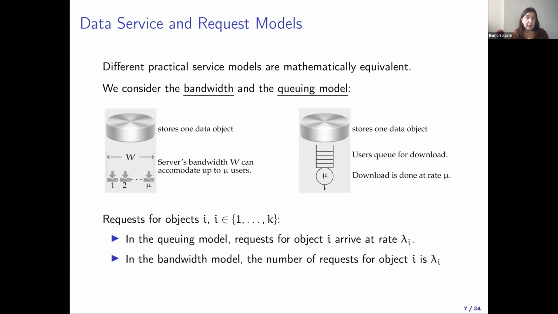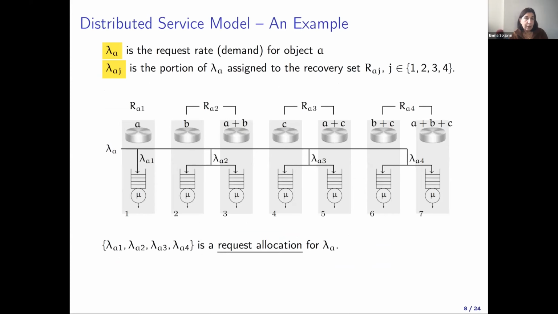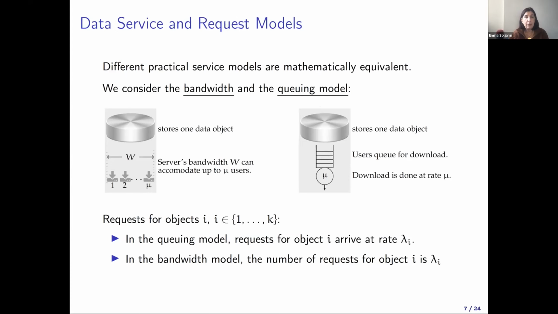And what about requests? Requests for object i arrive at the rate lambda i in the queuing model, but in the bandwidth model, the number of requests for object i that are simultaneously in the system is lambda i. This is the only distinction that we are going to make here. Later they're going to be completely equivalent, and we'll not refer to these two models separately. Some people like to think in terms of the bandwidth model, some in terms of the queuing model, whatever is easier for you is fine.